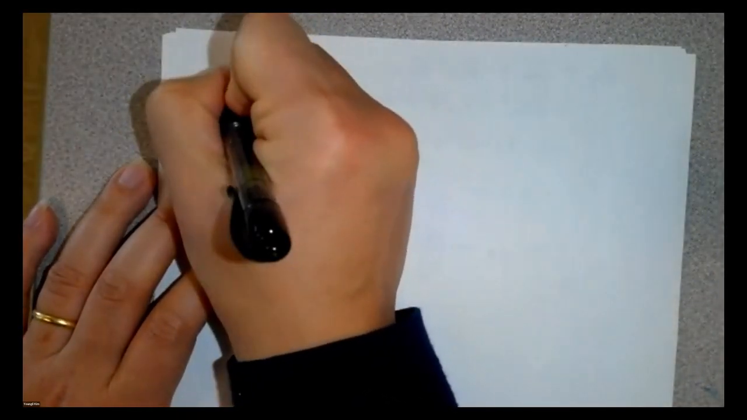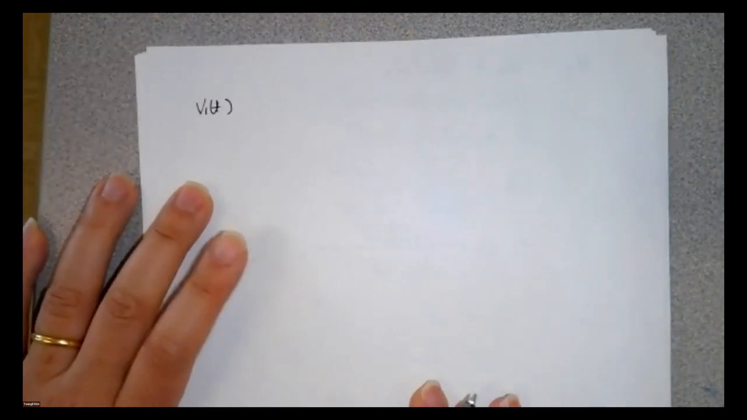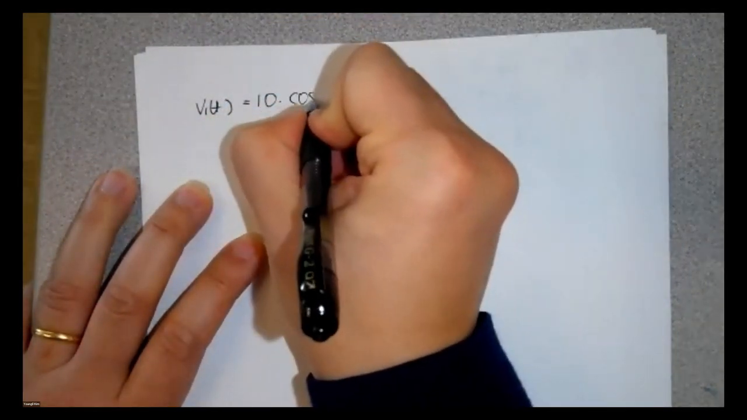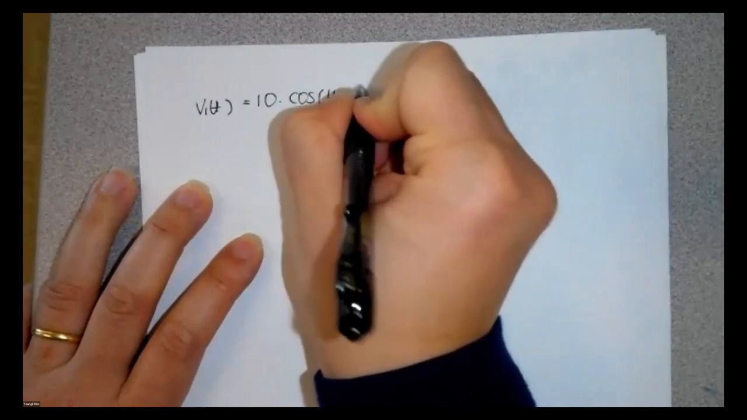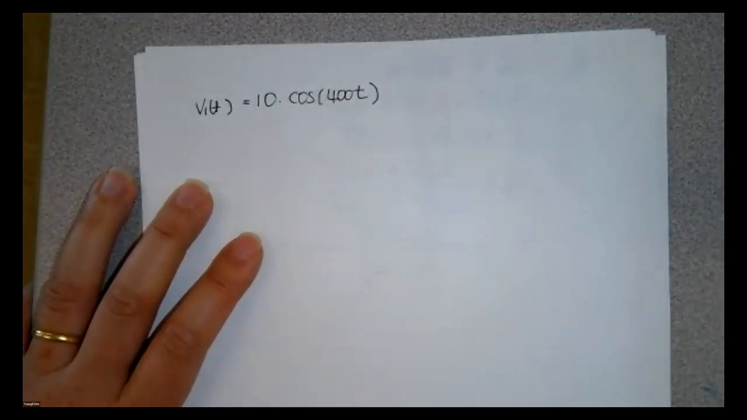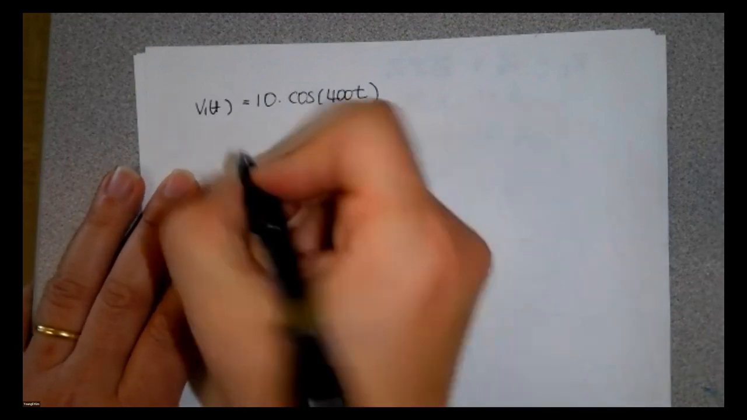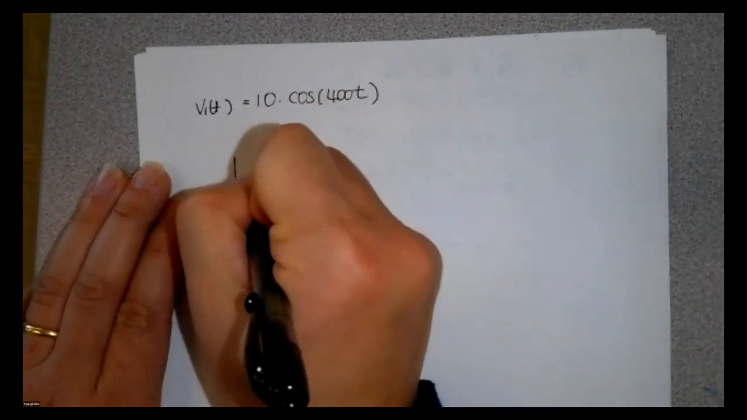The last question is for the circuit and V sub 1 over T. V sub 1 over T is equal to 10 cosine 400T. Okay. And then the circuit is like this one.